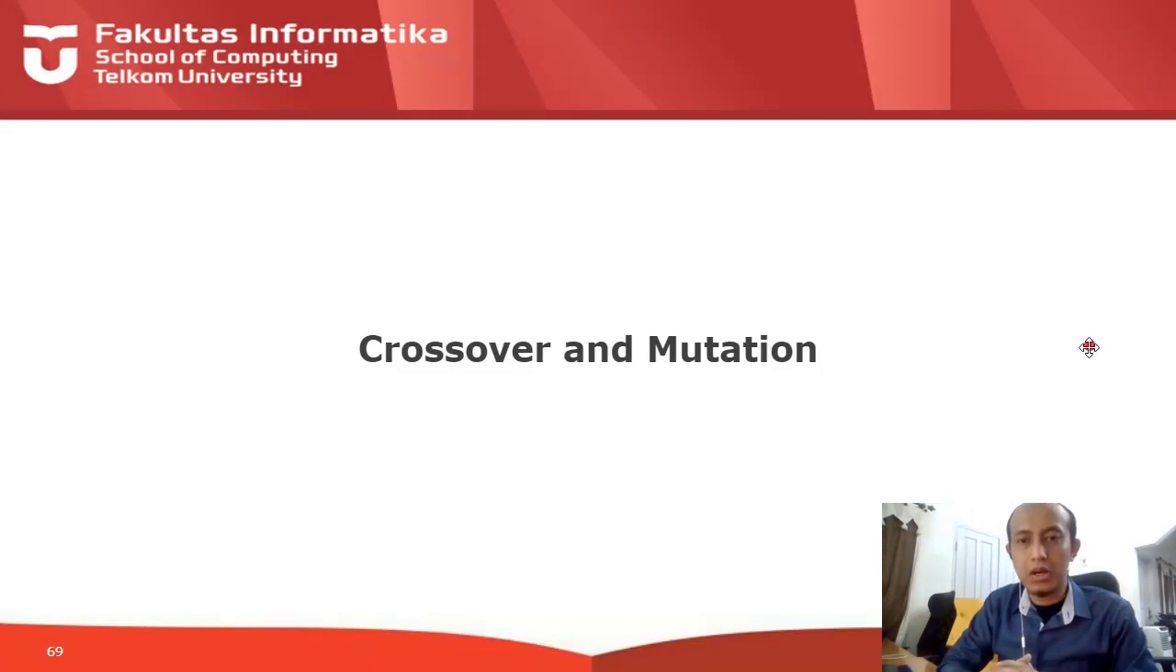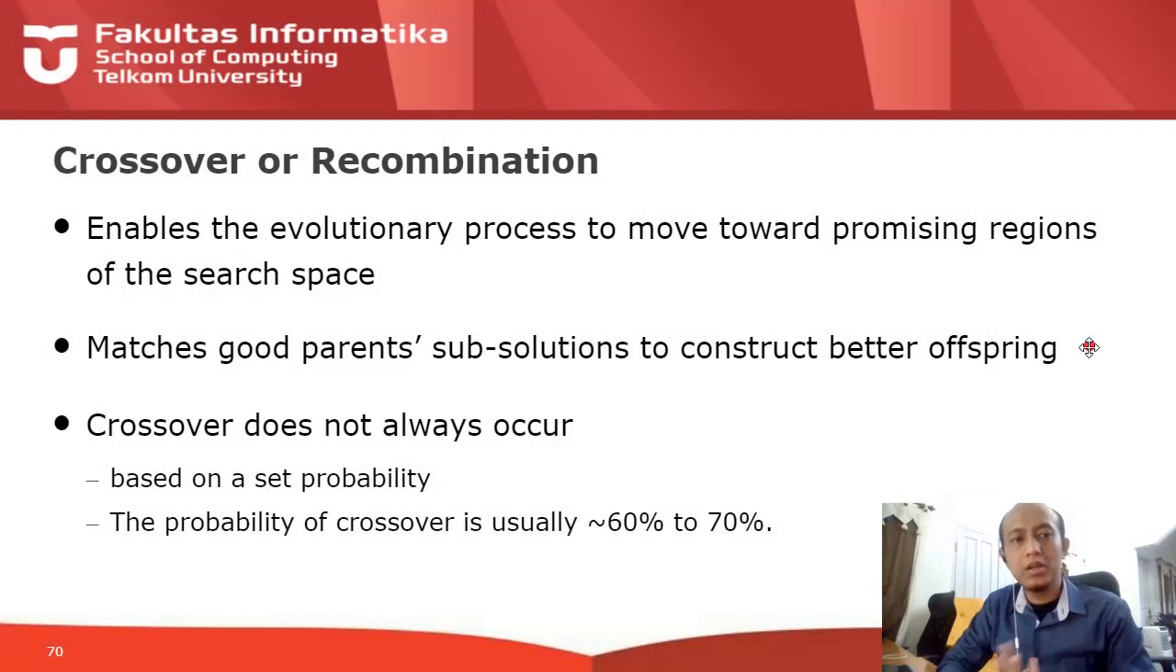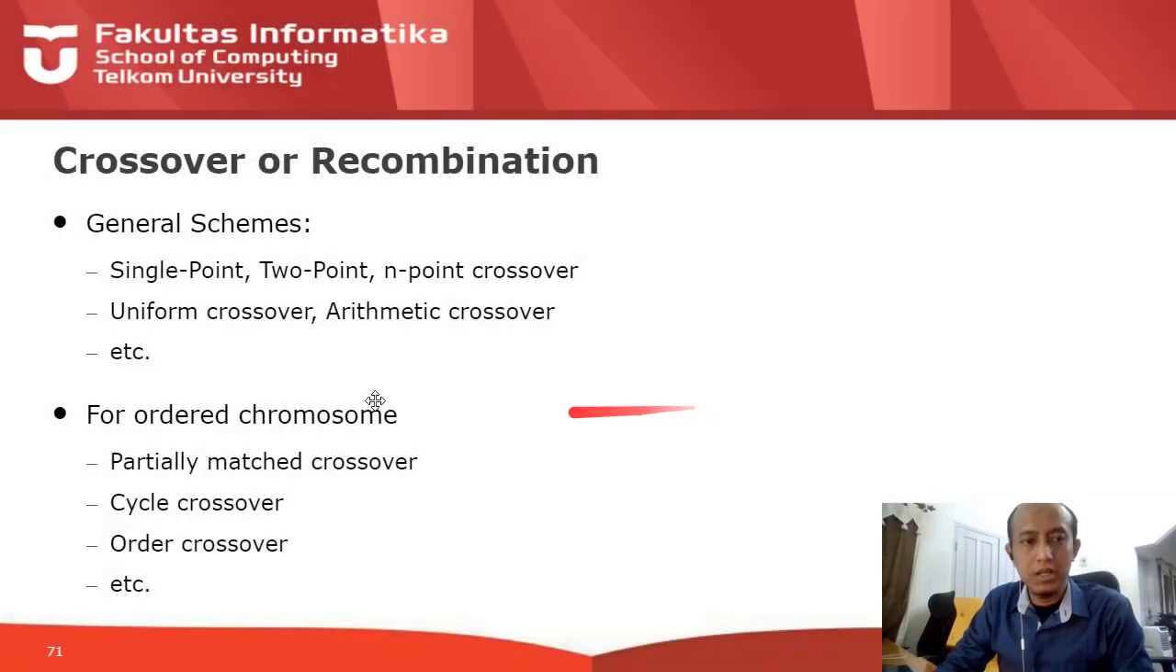Next concepts are crossover and mutation. Crossover, or recombination, matches good parent subsolutions to construct better offspring. But we set the probability of crossover, and it's usually 60 to 70%. There are some kinds of crossovers, for example, single point, 2 points, and endpoint crossover.